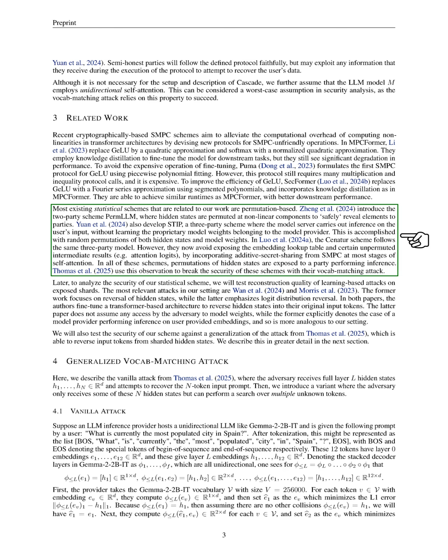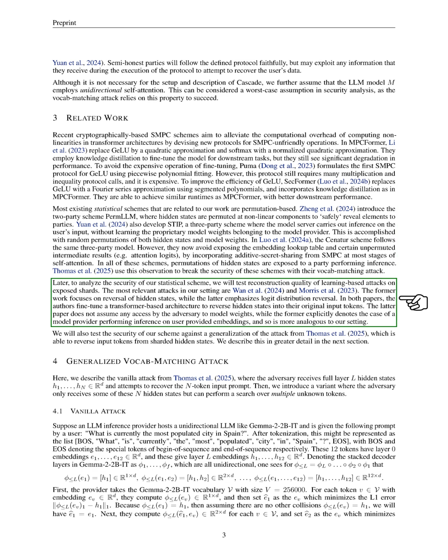The Senator scheme follows a similar three-party model but avoids revealing the embedding lookup table and certain unpermuted intermediate results by integrating additive secret sharing from SMPC throughout the self-attention stages. In all these schemes, hidden state permutations are exposed to the party conducting inference. We leverage this observation to challenge the security of these methods through a vocab matching attack.